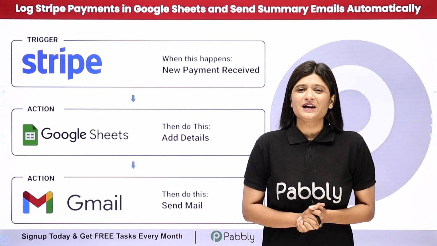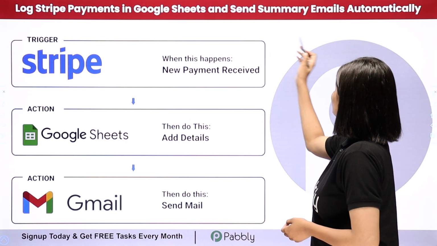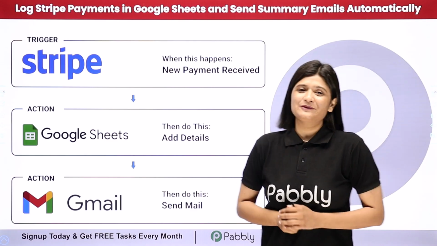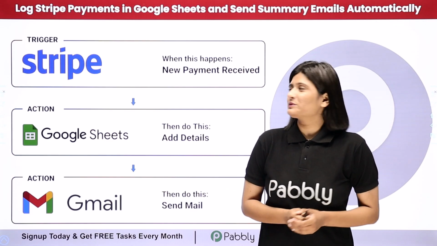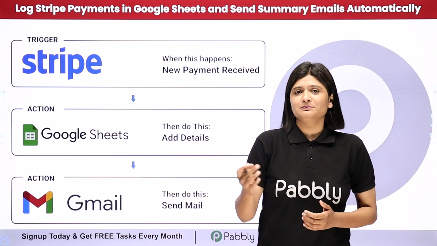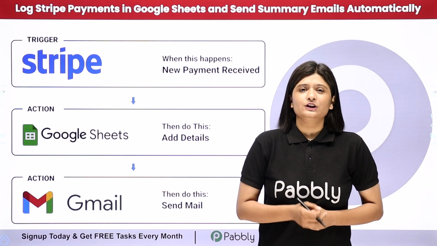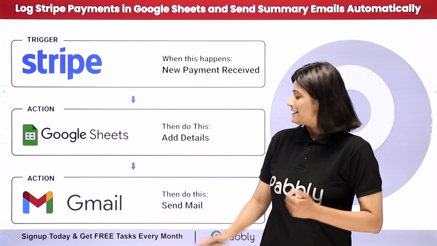In this video, we are going to learn how to log Stripe payments in Google Sheets and send summary emails automatically. So let's suppose I am running a business and I am collecting all my payments with the help of Stripe. I want that whenever there is a new payment happening in my Stripe, I automatically log the details of this payment to my Google Sheets spreadsheet and then I send a mail.